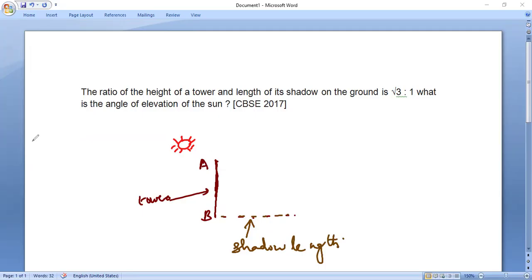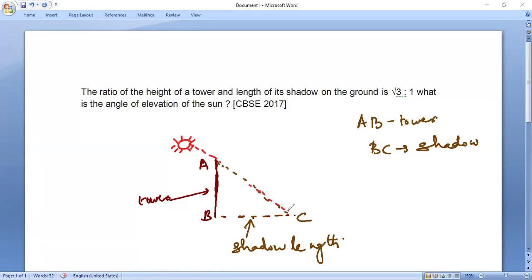And they're saying the ratio is √3:1. Okay, I'm just going to join these both. So I will call this point C. So A is the top of the tower here, and BC is the shadow here. We are asked for the angle of elevation of the sun. So as you can see, the angle of elevation at the sun's rays, this will be the angle of elevation they are asking. Okay, clear?